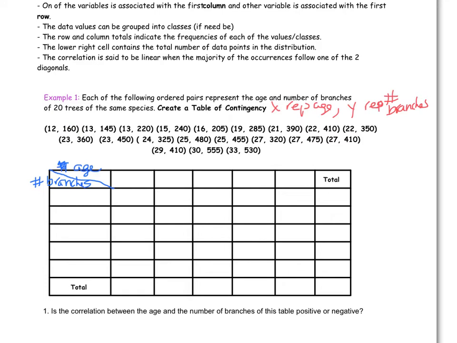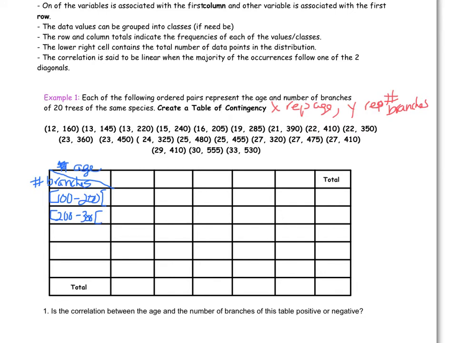And if you examine it, you can see that the smallest value for branch is somewhere between 100 and 200. So the first class is going to be 100 to 200. And we're going to continue up to 600. So 200 to 300, etc. I'll finish that in a moment.